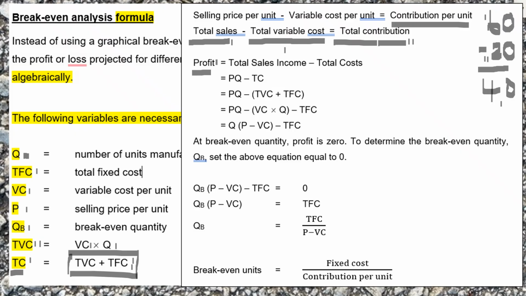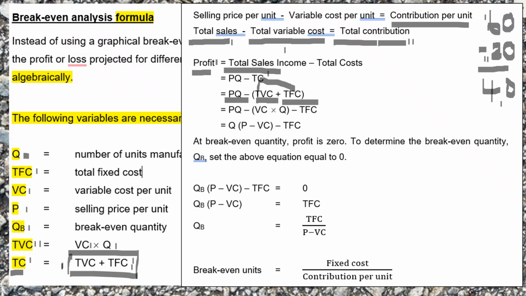So total cost is made up of total variable cost and total fixed cost. What they're doing is they're just breaking down total costs, which consist of total variable cost and total fixed costs. There it is over there. And this here, P multiplied by Q, that's why you need to know your abbreviations, it's price multiplied by quantity, which is the total sales income.